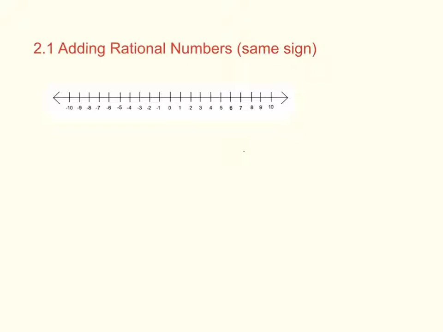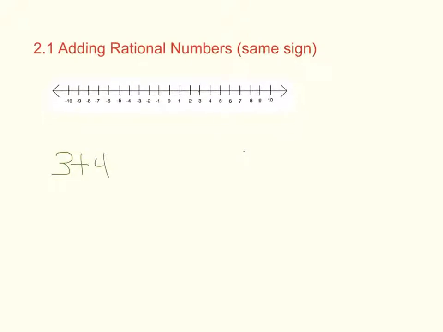Now, when you were first introduced to this, you might have had a problem like 3 plus 4. And you were probably originally shown on the number line that when you start to add numbers together, we start with 3 on the number line right here at 3. Make a little dot.